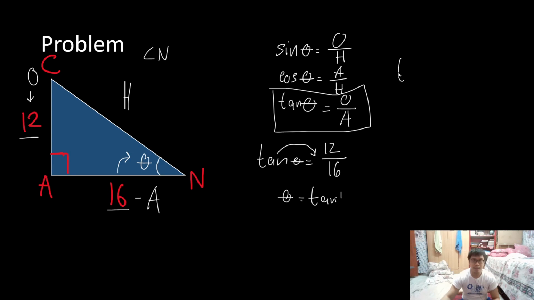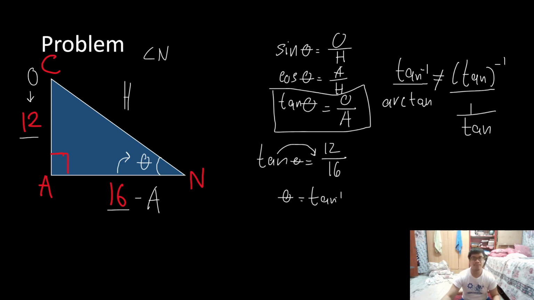Remember, this one, again, if you see this one, this is not the same as this one. Okay? They are not the same. This one, it's the inverse. This one, it's the reciprocal, which is, in other words, 1 all over tangent. So these two are not the same. Remember that. Or you can simply rewrite this as arc tangent or arctan. So it's up to you.